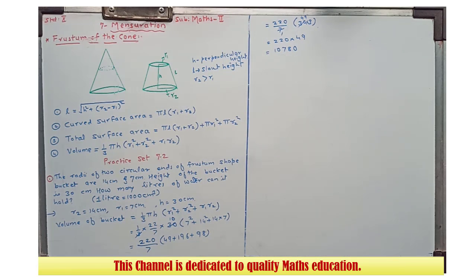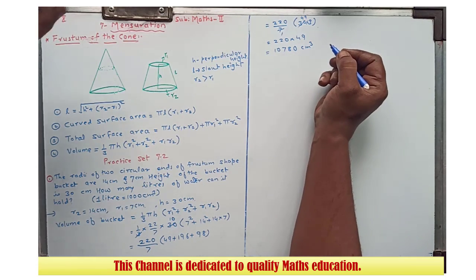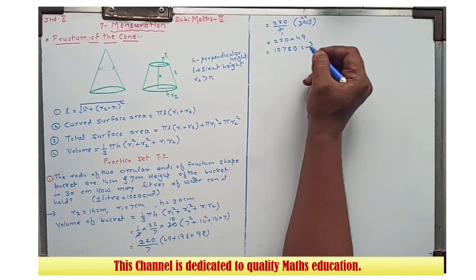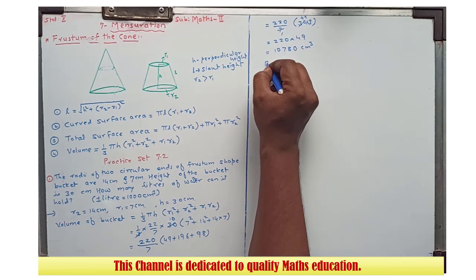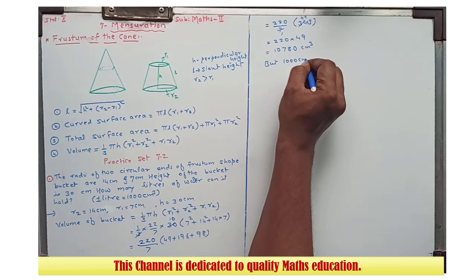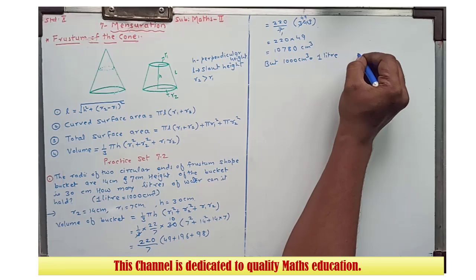Okay, so this is the volume for that bucket, that is 10,780 centimeter cube, but 1000 centimeter cube is equal to 1 liter. This is given.